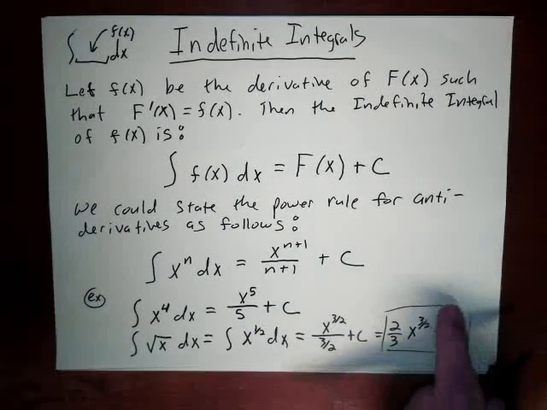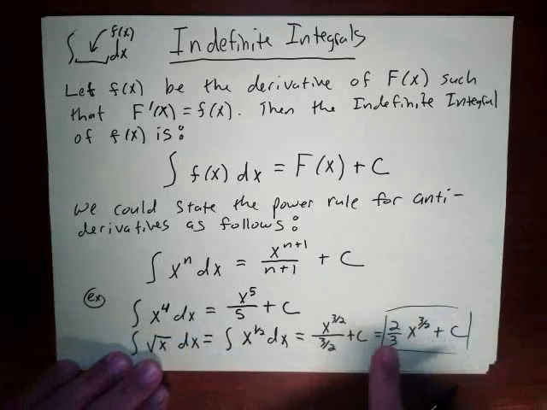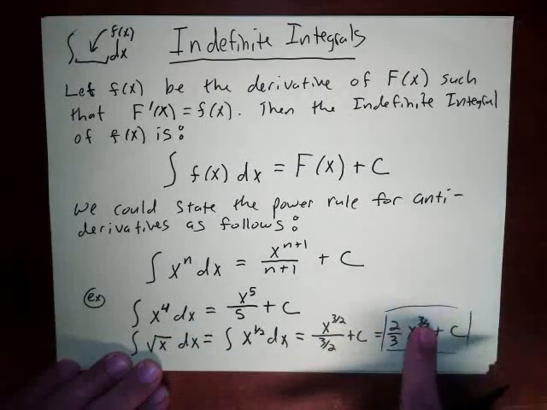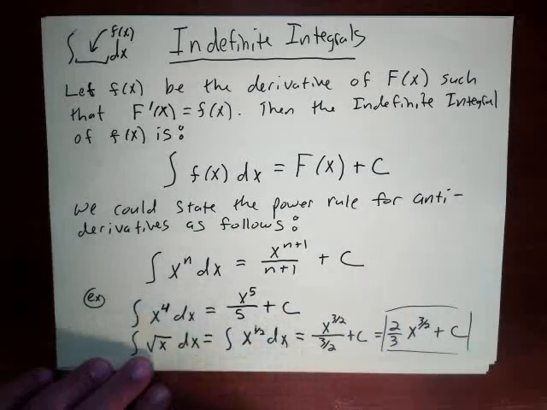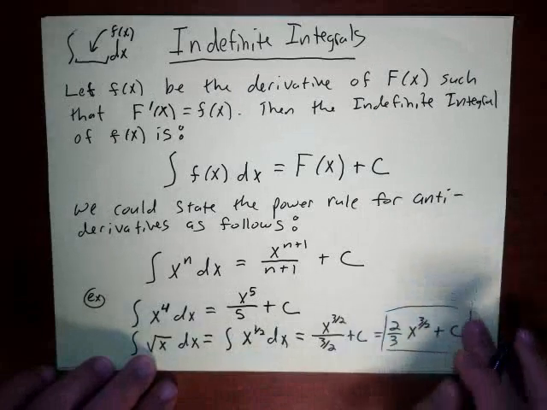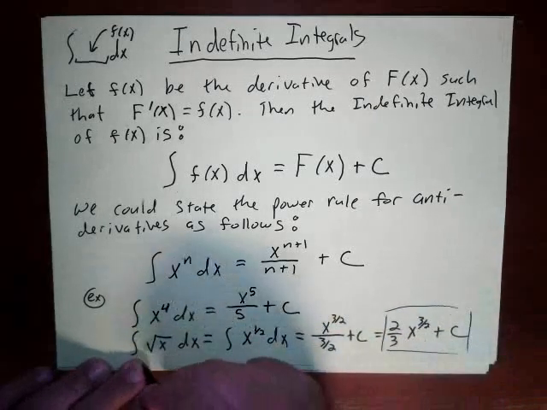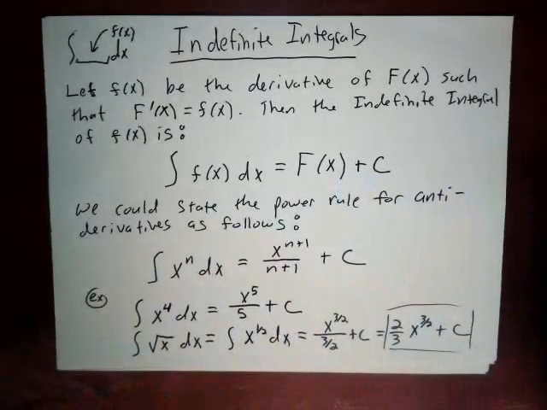Okay, and if I took the derivative of this, I'd bring down the 3/2. That would cancel out. Subtract 1, I'd get x to the 1/2. The plus c would go away, and I would just be left with the square root of x. So when you take the derivative of the indefinite integral, you get the function that's inside this integral notation.